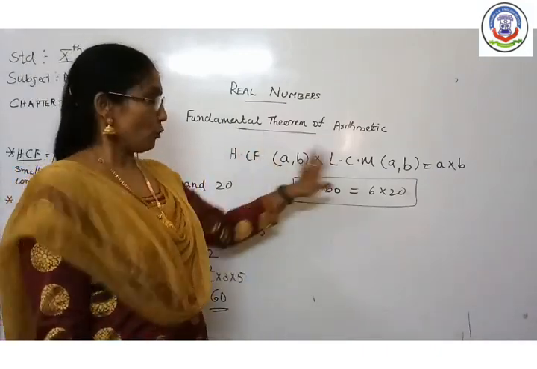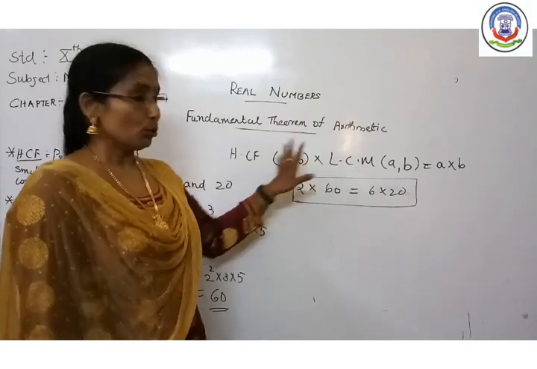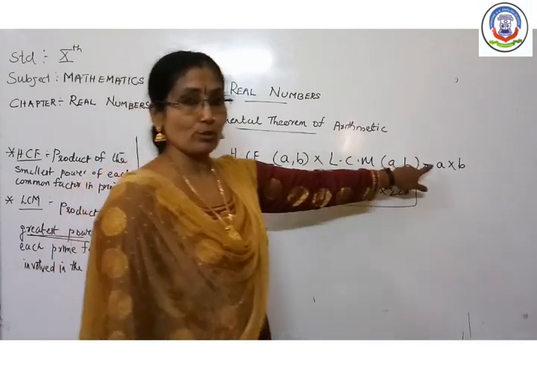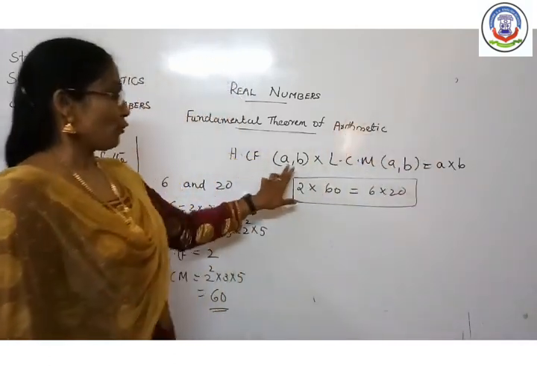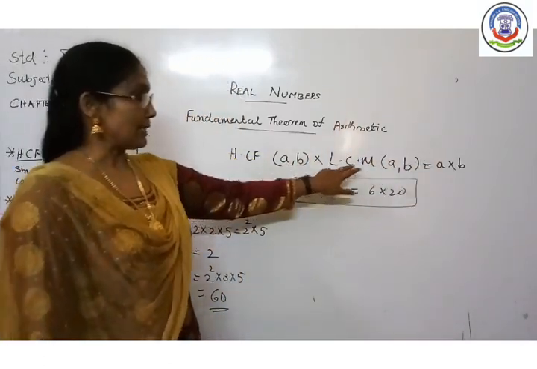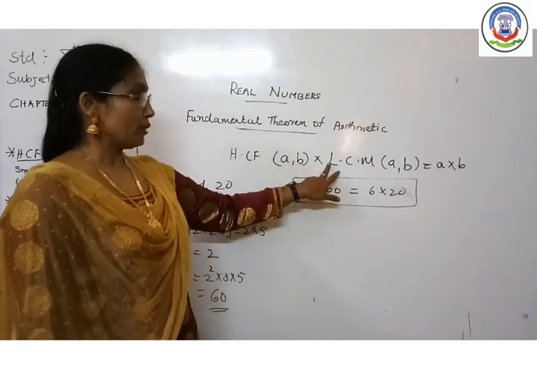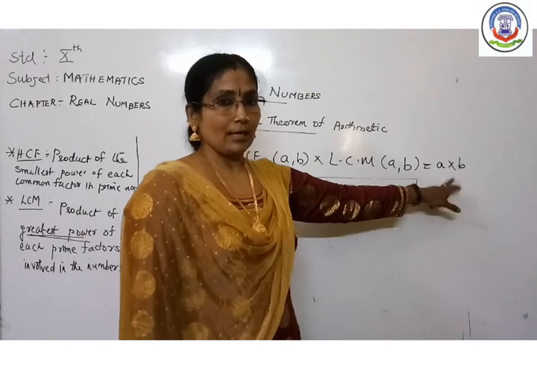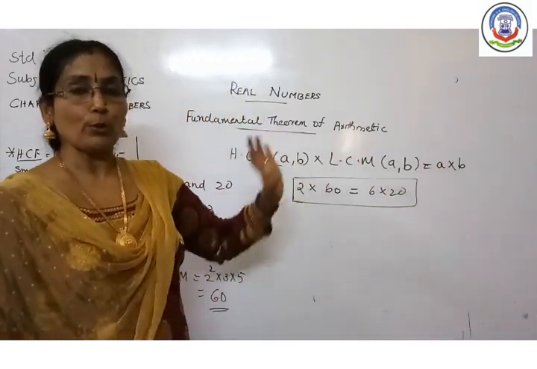One more point you have to note down here: if you find out the HCF and LCM of any two numbers, there is a relation between the HCF and LCM and those two numbers. That means HCF of A and B and LCM of A and B, if both are multiplied, it will be equal to the product of the numbers. Let us check whether it is correct or not by doing a sum.